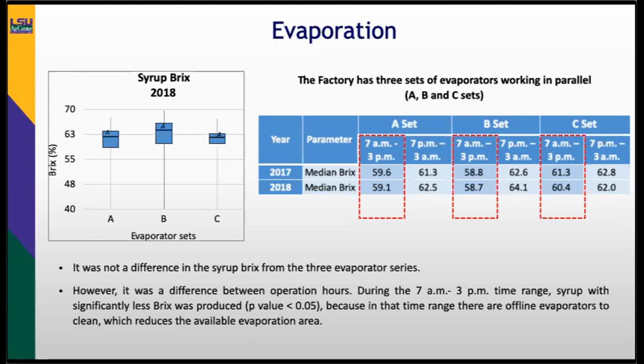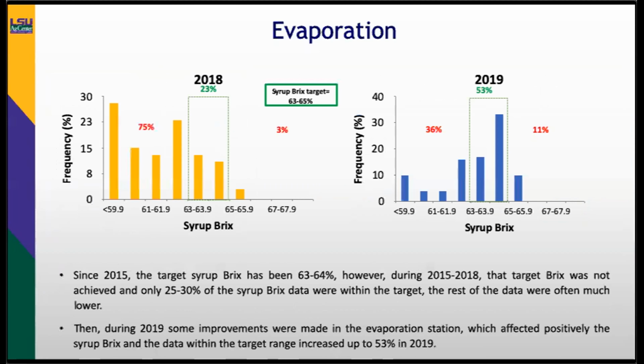So we asked the factory why this could happen, and they told us that during the day they have to clean evaporators. So the area is lower during the day, and that obviously is affecting the syrup brix. In this area, we also analyzed the variability or the stability of the syrup brix at the end of the evaporation process.